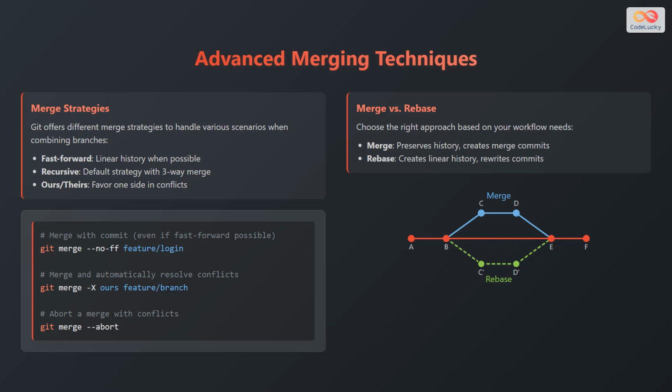The key difference between merging and rebasing is that merging preserves the entire commit history along with any merge commits, while rebasing creates a linear history by rewriting commits. A visual diagram showing the difference between merge and rebase is displayed.